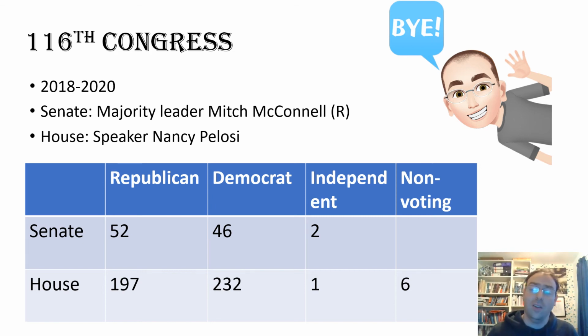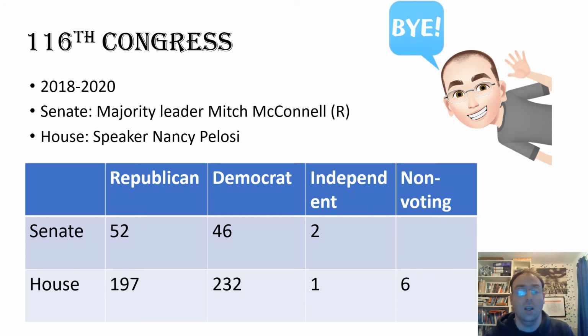So I'm going to talk first of all about the Congress that is just about to finish, which is the 116th Congress. The Senate is controlled by the Republicans. They have 52 senators compared to the Democrats, who have 46. Then there are 2 independents, who almost always tend to vote Democrat. So it's fairly close, but it's significant, particularly when it came to things like appointments of Supreme Court judges. And the majority leader is Mitch McConnell, who is a Republican.